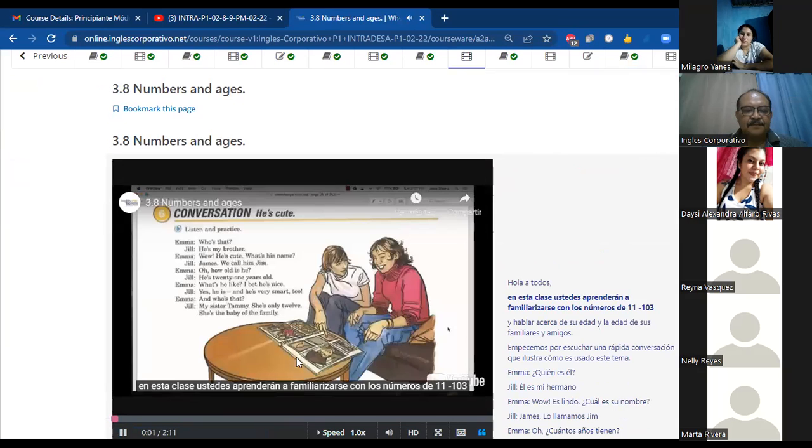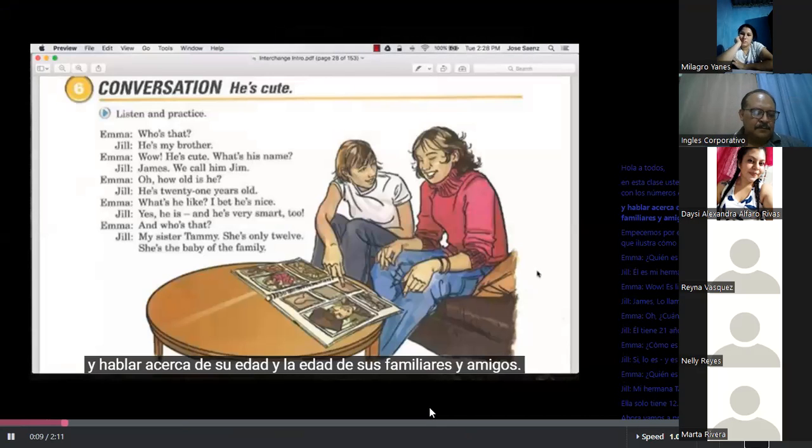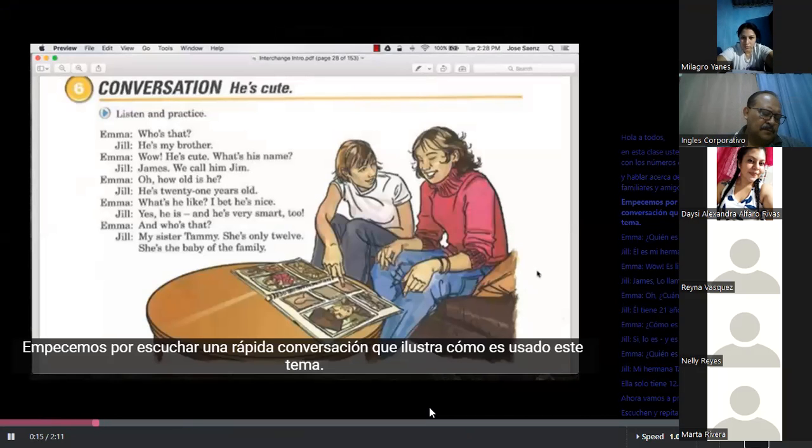Hi, everyone. In this class, you'll become familiar with the numbers from 11 to 103. And talk about your age and the age of relatives and friends. Let's start by listening to a quick conversation which illustrates how this topic is used.